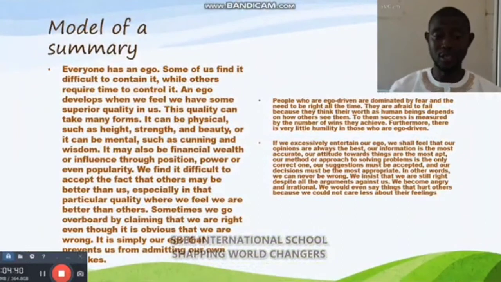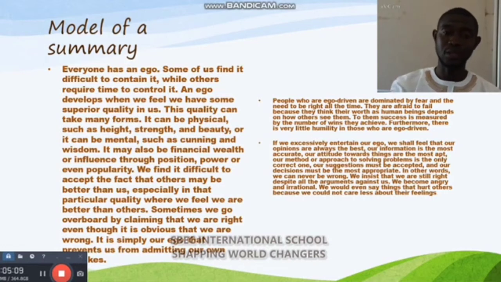Now, as you can see, we have a model of a summary. The summary here you are seeing, it's a very long passage about an ego person, or sometimes we'll call the person an egomaniac. If you read through the passage, you realize that it's very long. But when it comes to the summary, you are going to summarize based on what they ask you about the particular passage. Now let's see the question for this particular model of a summary.